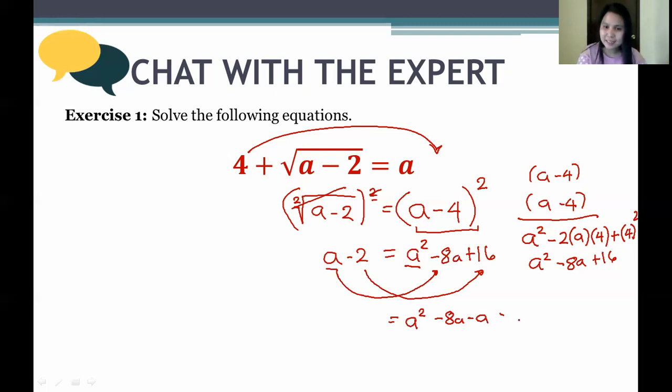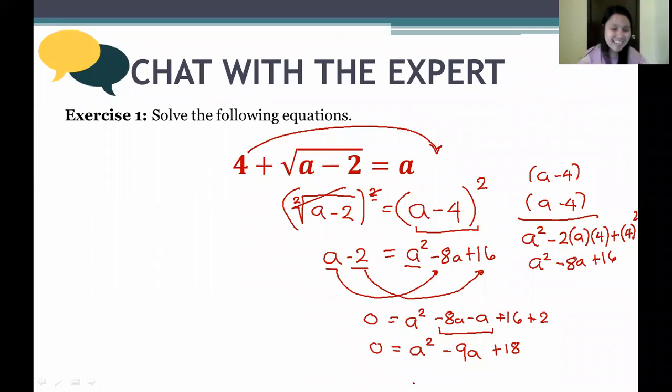Plus 16, transfer negative 2, we have negative positive 2, plus 0. Let's combine like terms. We have a squared minus 9a plus 18 equals 0. Okay, now what's next? Here's where you will apply what you learned in chapters 1 and 2 in quadratic equations in solving for the value of a.